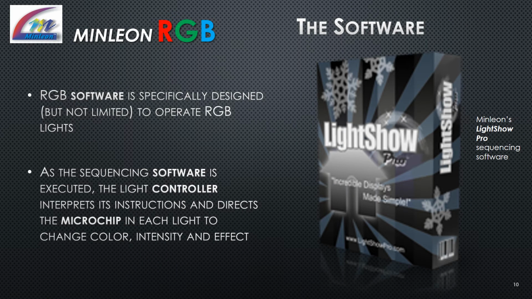The software. RGB software is specifically designed to operate RGB lights. As the software is executed, the light controller interprets its instructions and directs the microchip in each light to change color and effect.